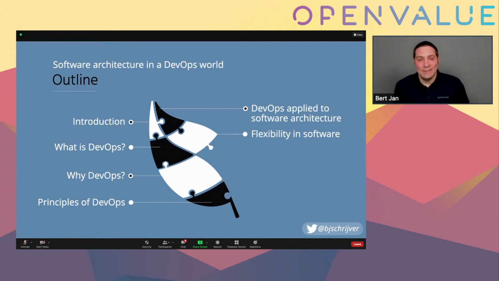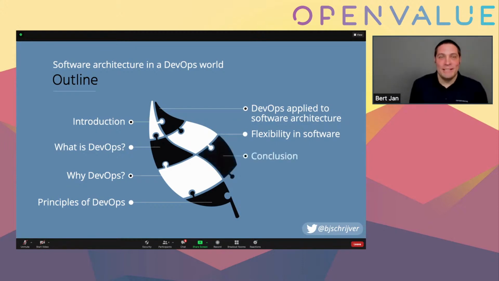And in the end, I'll do a short stint about flexibility in software, which is a story about a project that I lived through a couple of years ago. And every story needs an end, and this one is no exception. There's room for questions afterwards.